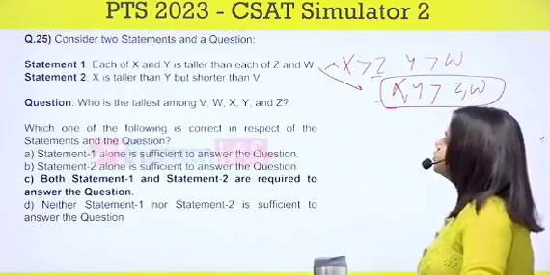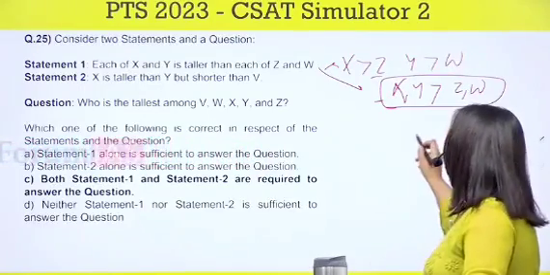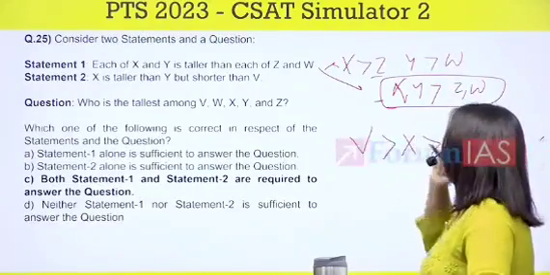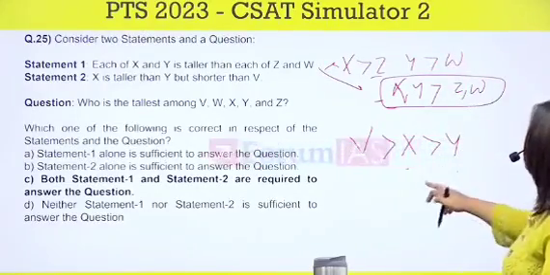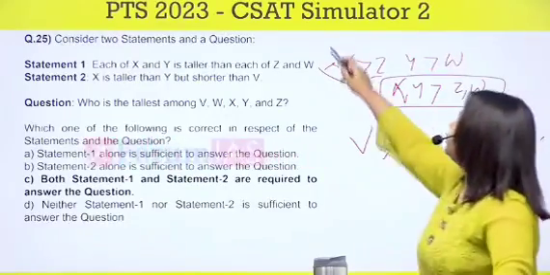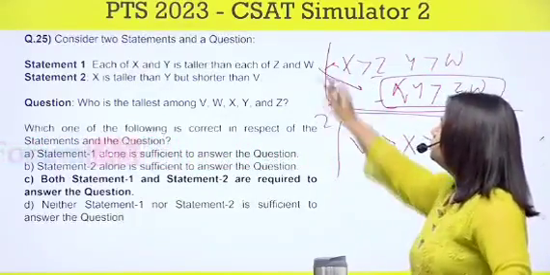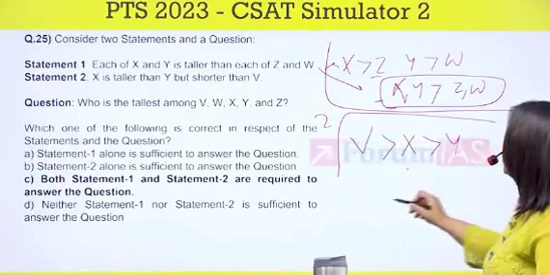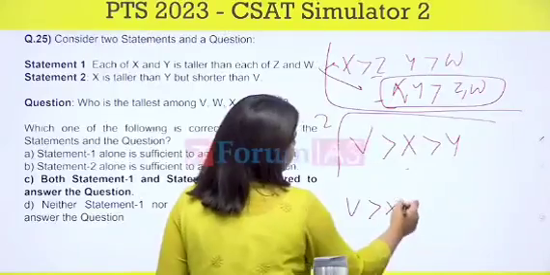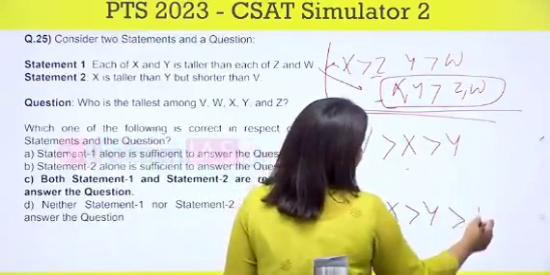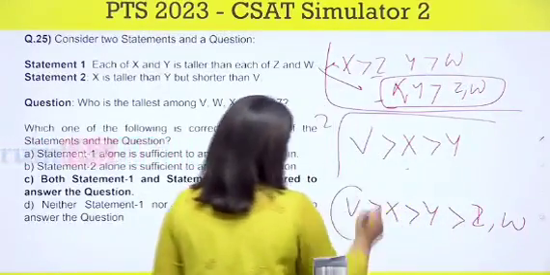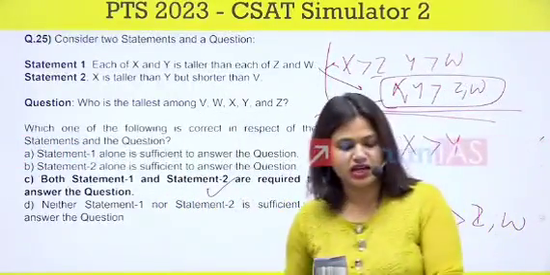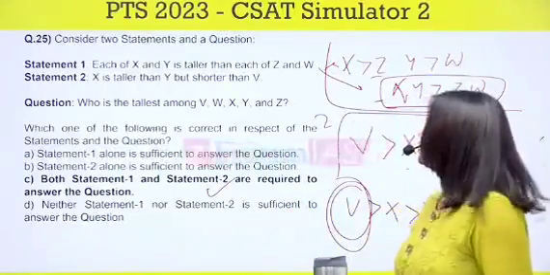X is taller than Y but shorter than V. Right? And X and Y are taller than both Z and W. Now, statement 1 was here, this is statement 2, but if I add those two statements together, I also know that X and Y are taller than Z and W. I can write V is greater than X is greater than Y, and these two are greater than Z, W. So I am able to identify who's the tallest, which is V. That means both the statements are required to answer the question, and I have my answer. Okay, so that was question 25.